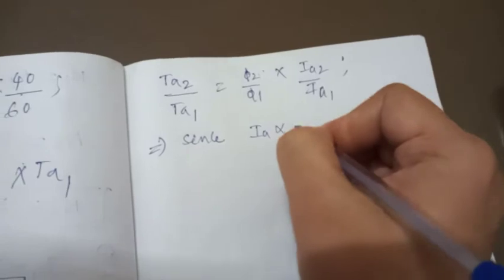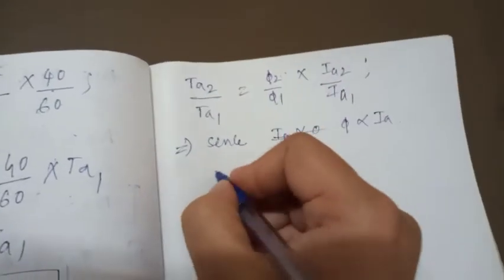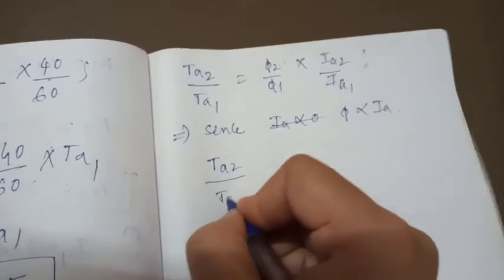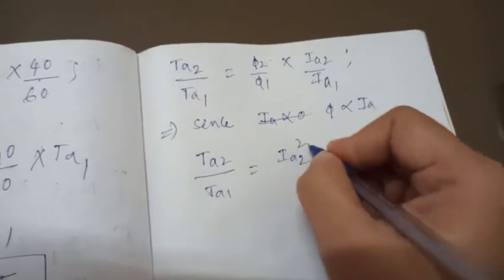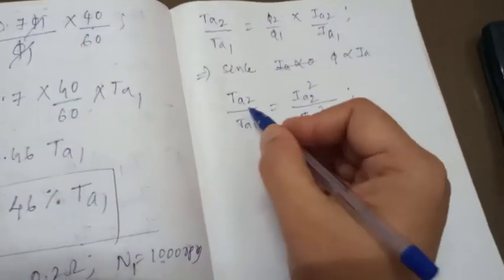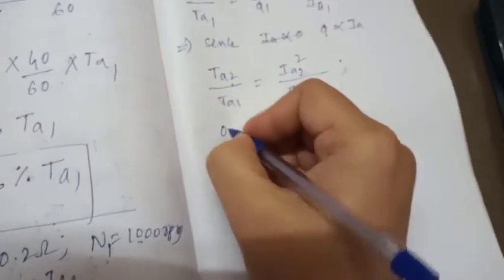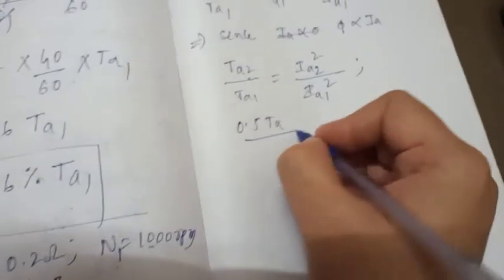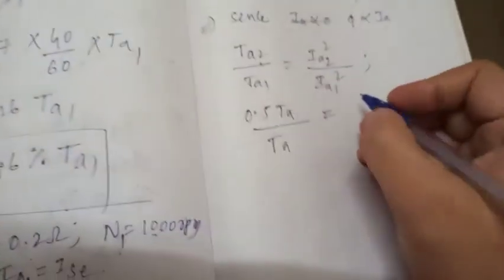Since phi is directly proportional to IA, I can write TA2 divided by TA1 is equal to IA2 square divided by IA1 square. Right? Here TA2 is 0.5 TA and TA1 is TA, so 0.5 TA equals IA2 square over IA1 square, and IA2 I have to calculate.